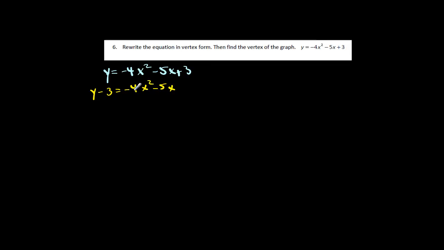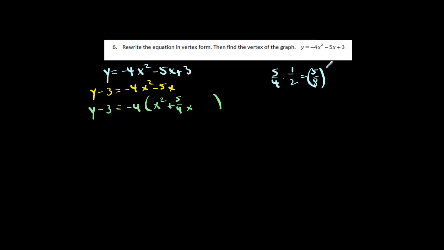Next, we're going to factor out the lead coefficient. So this is going to be -5x divided by -4, which is positive 5/4 x. I'm going to leave a space here. Got a little carried away with my parentheses here. So now I'm going to fill the space with half of 5/4. So 5/4 times a half is 5/8.